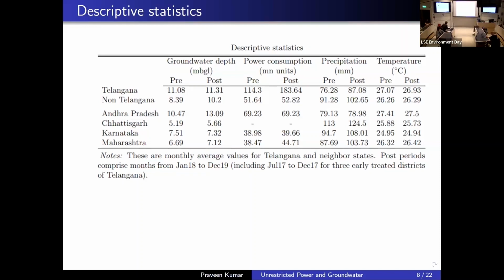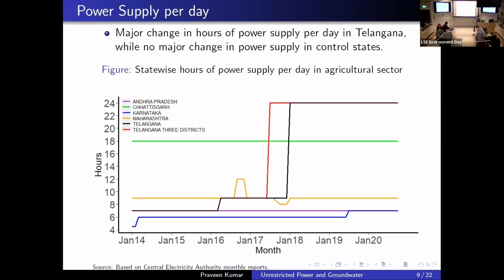In terms of power consumption, it has increased in the post period in Telangana, but it remains similar in non-Telangana states. Precipitation has increased by the same amount in Telangana and non-Telangana states, and temperature remains roughly the same in both Telangana and non-Telangana states.